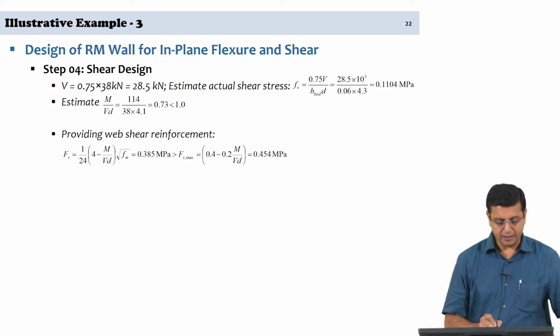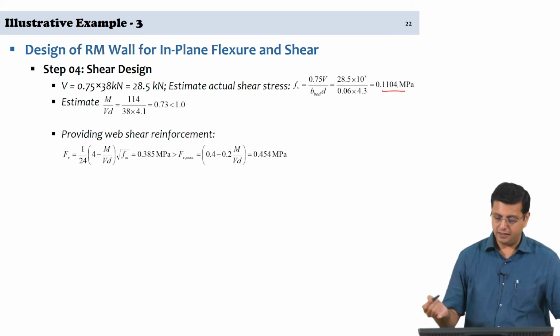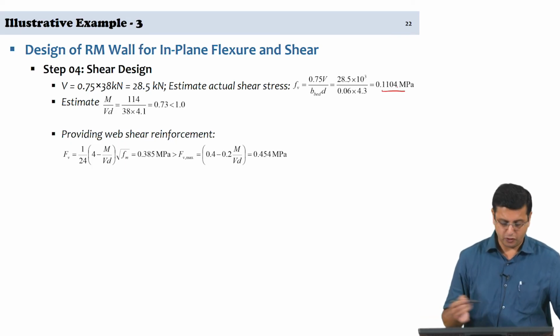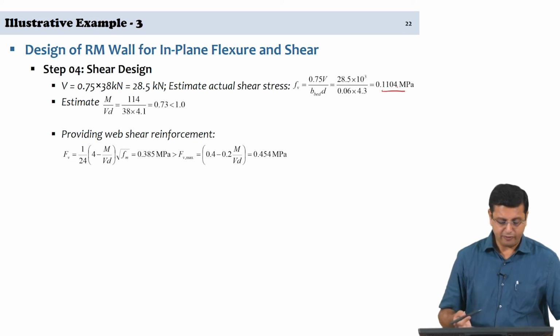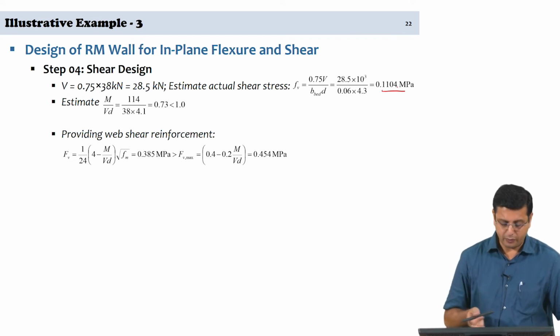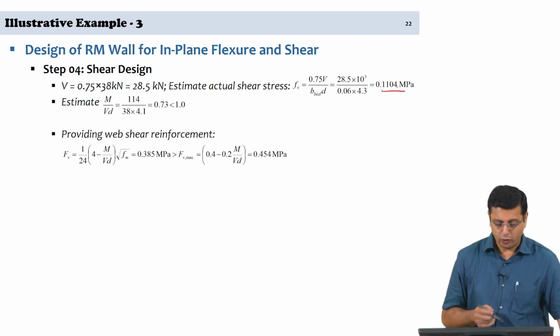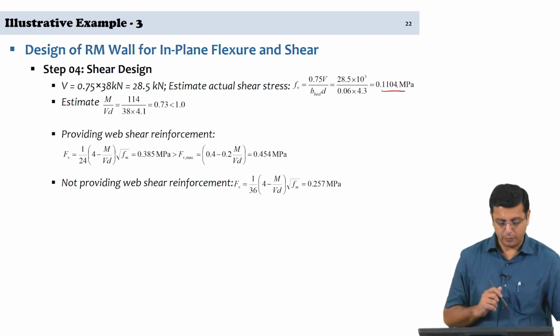So, this is estimated as 0.385 MPa. It is limited by Fe max as estimated here as 0.454 MPa. However, our masonry shear stress is of the order of 0.1 MPa, and therefore, we are well within the allowable shear stress, or the maximum allowable shear stress.